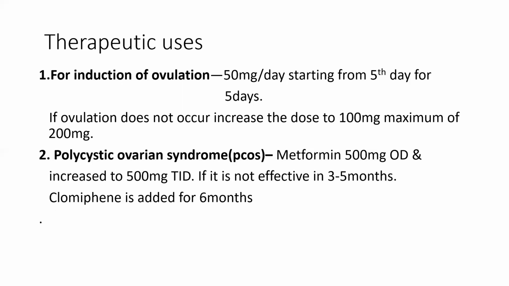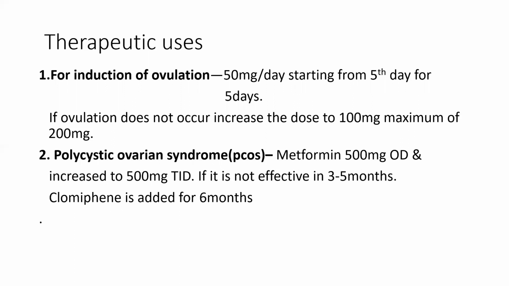Coming to the therapeutic uses of clomiphene citrate, it is used for the induction of ovulation. The dose of clomiphene is 50 milligrams of clomiphene citrate from the 5th day for 5 days. If ovulation does not occur, the dose has to be gradually increased in the next cycle, that is 100 milligrams. If ovulation does not occur with 100 milligrams, we have to increase the dose every cycle with 50 milligrams extra. So the maximum dose is 200 milligrams per day for 5 days. Most of the women will respond to clomiphene citrate within 1 to 2 cycles.